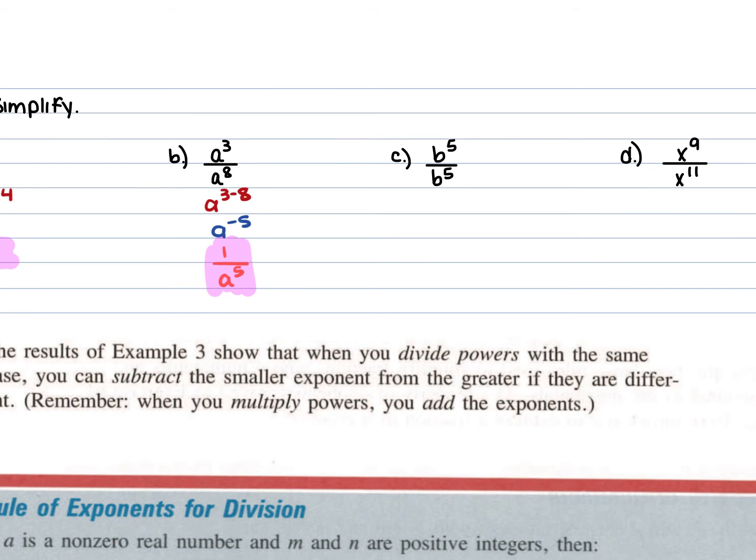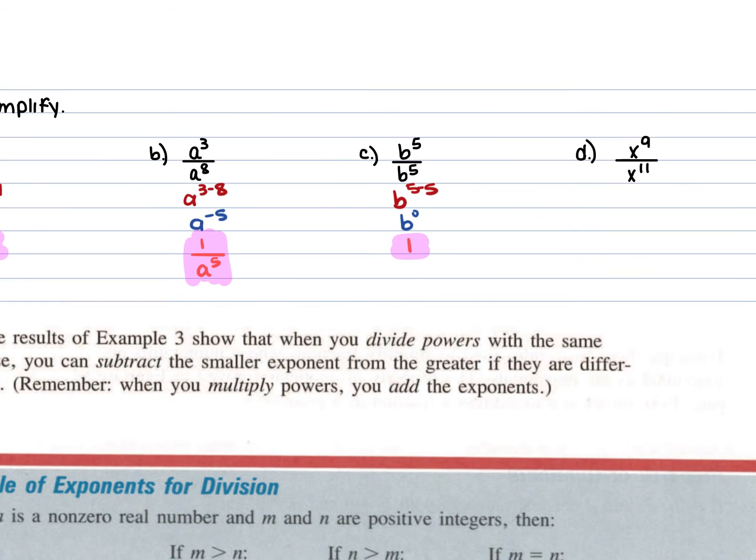For example c, we have b to the 5th power over b to the 5th power. If we keep the b, since it's the same in both the numerator and the denominator, and we subtract those powers, we are left with b to the power of 0. Our rule with an exponent that is 0 is that anything raised to the power of 0 turns into a 1. So this simplified is just the 1.